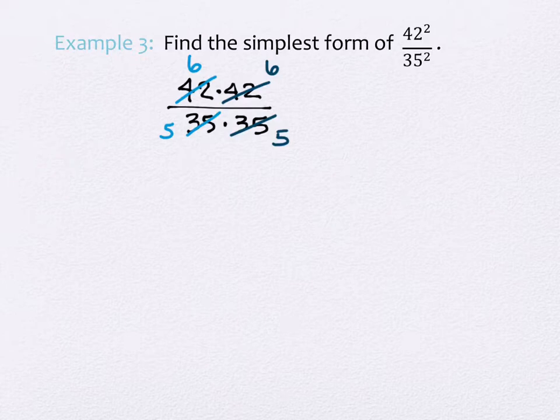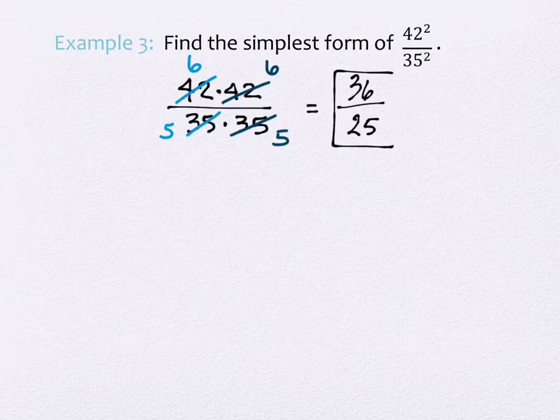So now it's time to go ahead and do the multiplying that we could have done at the beginning. So on the top, I have 36, and on the bottom, I have 25. And I don't even really need to check to make sure that the 36 and the 25 don't have anything in common, because the 6 and the 5 didn't. But if you want to, you certainly can. But at that point, you're finished.